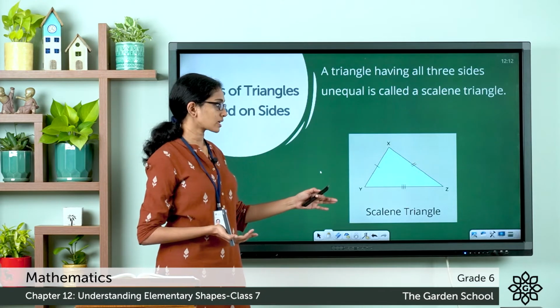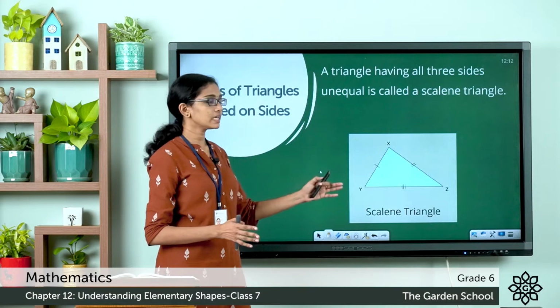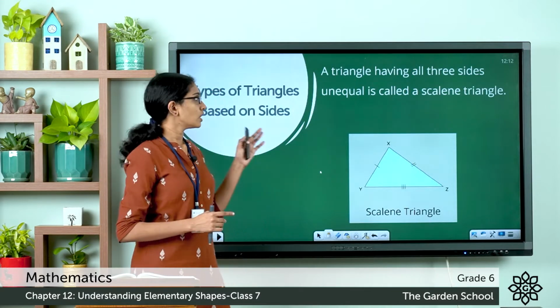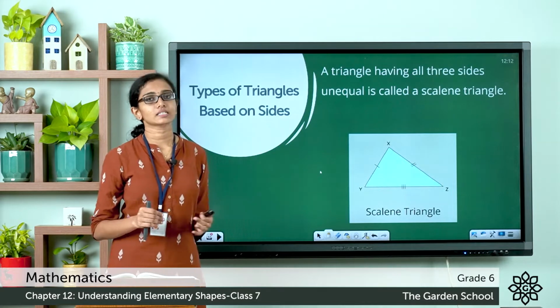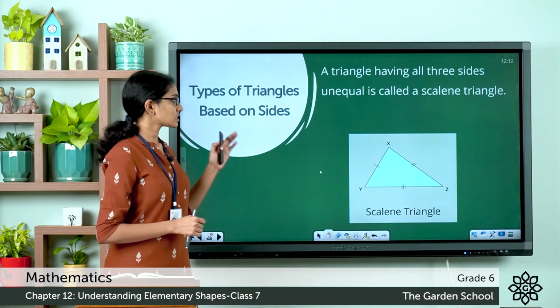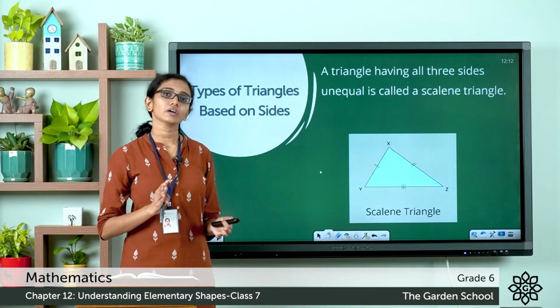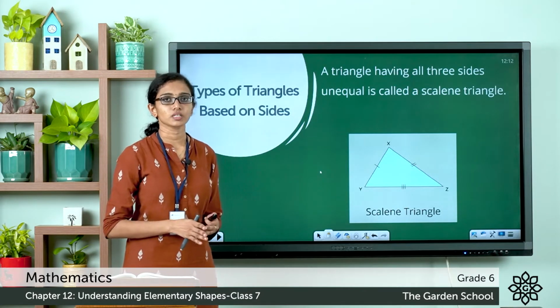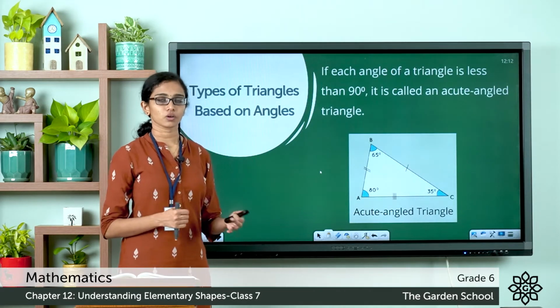So, when you have a triangle with the sides of unequal length, we call that a scalene triangle. A triangle having all 3 sides unequal is called a scalene triangle. So, these are the 3 types of triangles based on the length of their sides. Now, let's see the next classification, that is the types of triangles based on the angles they enclose.